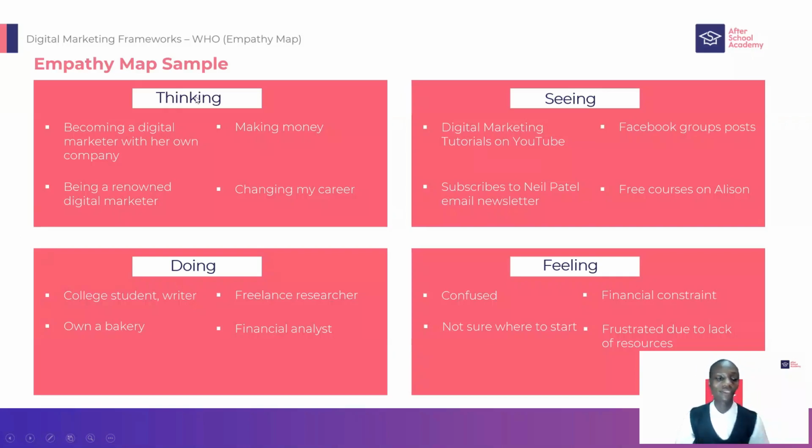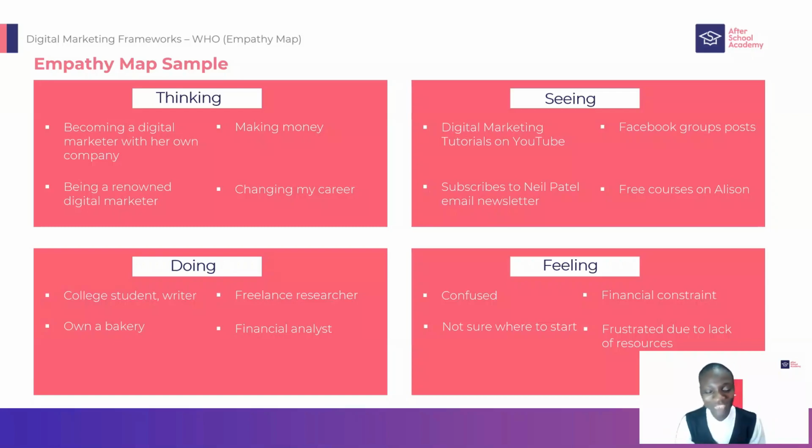So this is what the people are thinking from the survey that was carried out. So they are thinking about becoming a digital marketer with our own company. So that is just, now I'm trying to use just 1% here. No, what I mean is I'm trying to give a fictional character to the empathy map.